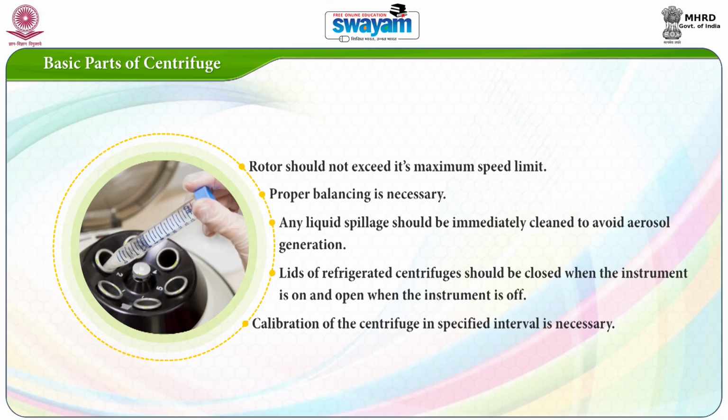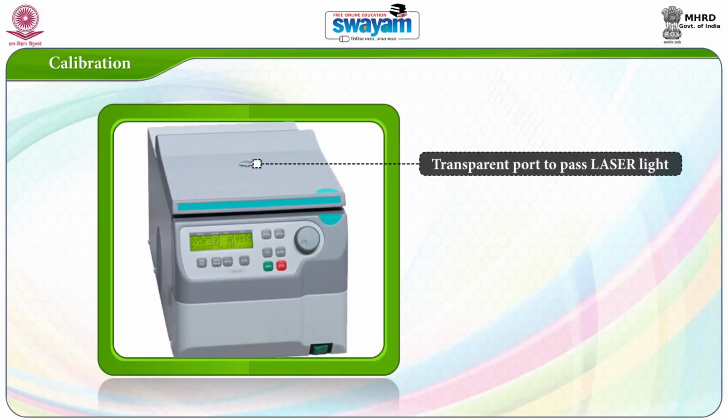And you have to calibrate the centrifuge at specific intervals. We will also see this. Let's see one by one. Now let us discuss how to calibrate a centrifuge. To calibrate the centrifuge, an instrument called a tachometer is used. Tacho means speed. So we use a laser tachometer.